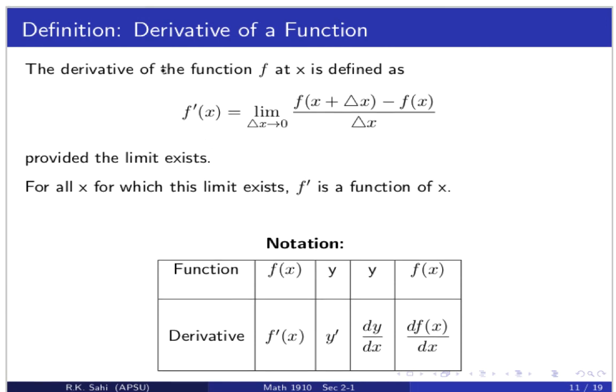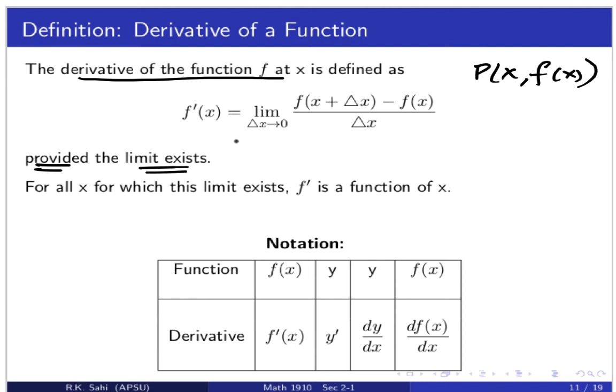So the derivative of a function at a point x, this is the point x and f of x. So the derivative of a function at x means now I'm looking at the point P as x and f of x. That's it. It's like any point on the curve. It is defined as f prime of x equals the limit as delta x approaches 0 of f of x plus delta x minus f of x, divided by delta x, provided the limit exists.